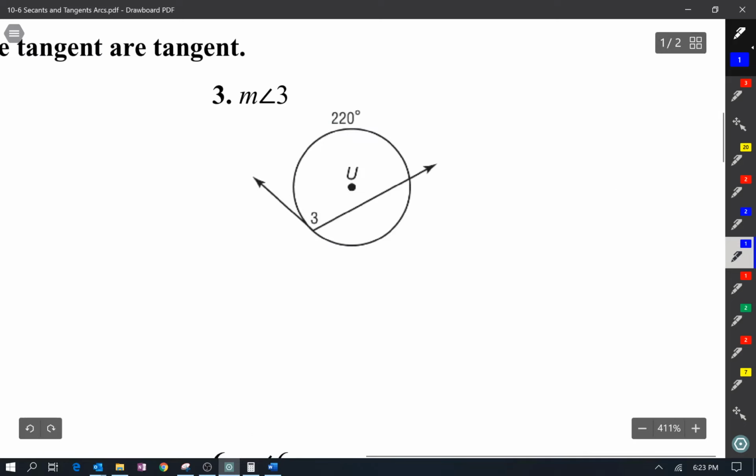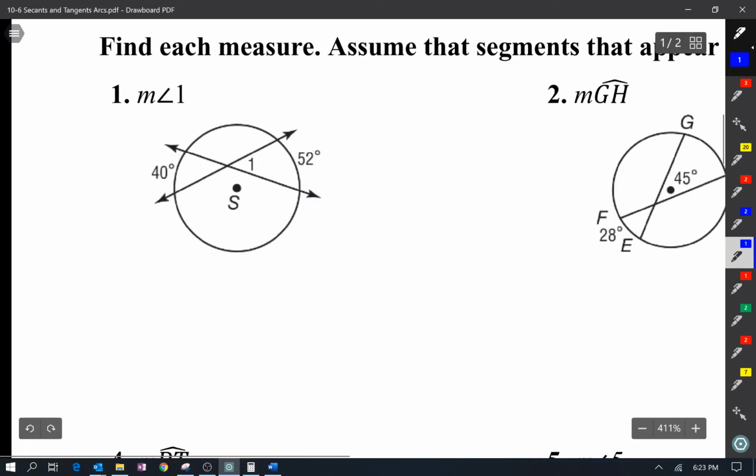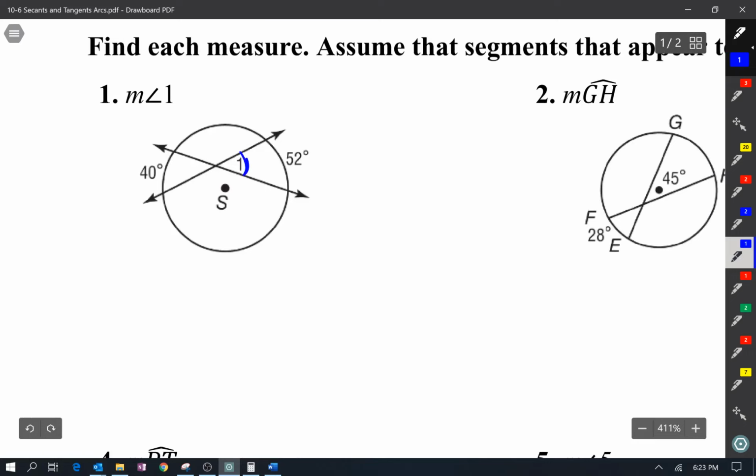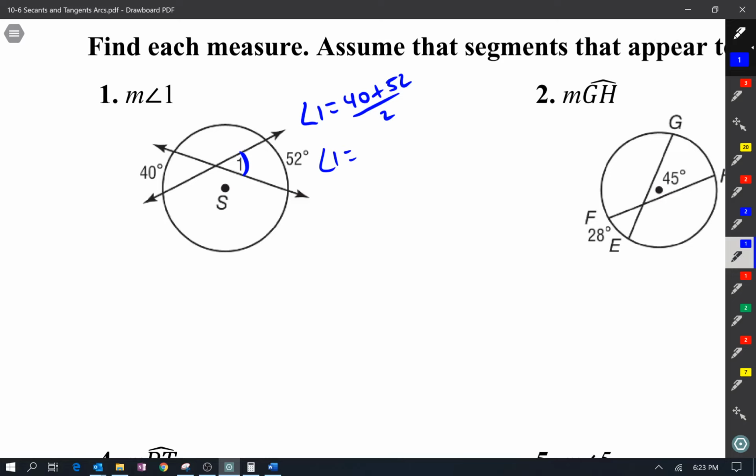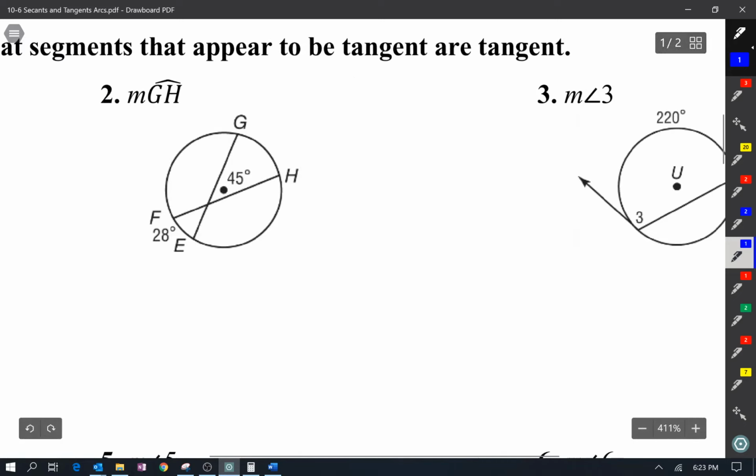All right, next problem. It crosses through the middle. So what do we know about angle 1? Angle 1 is the average. So the measure of angle 1 is equal to the average of 40 and 52. So angle 1 is equal to, what is that, 26 and 20, so 46. That's it.